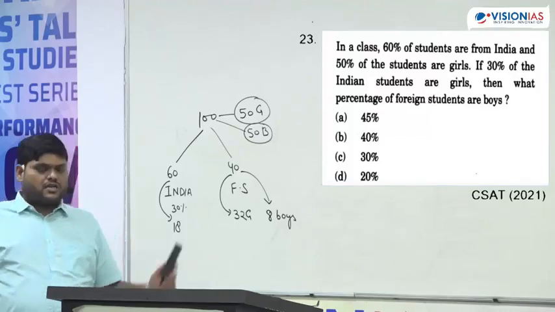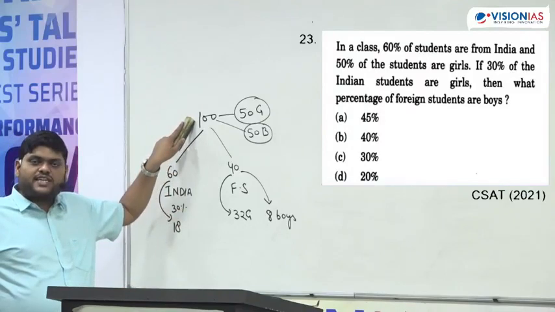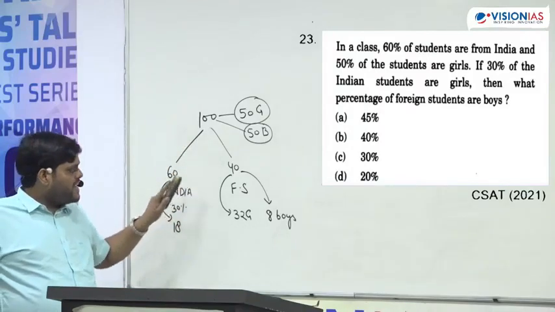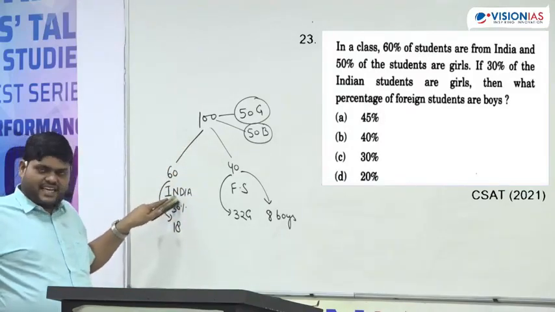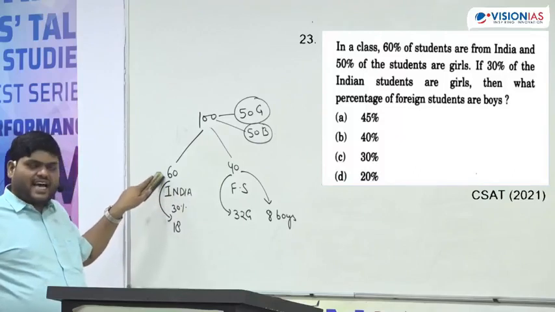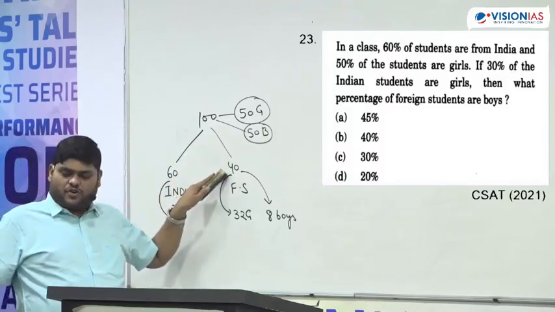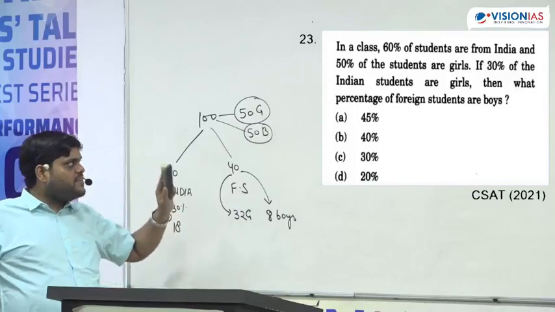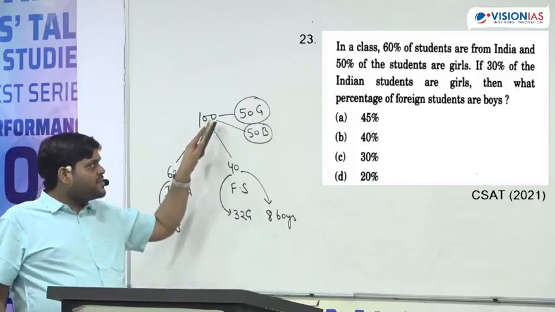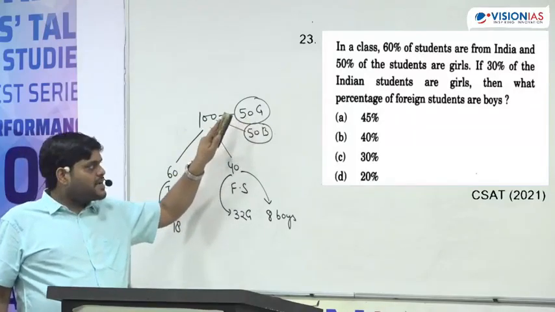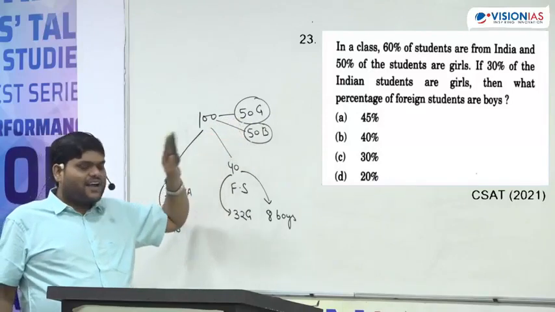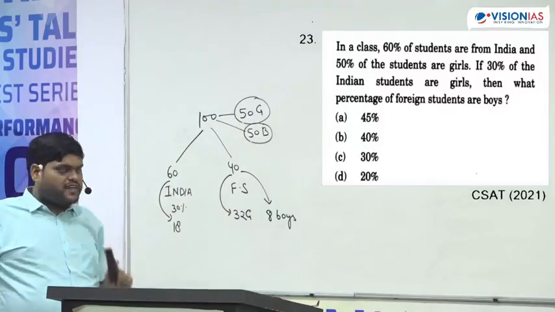What was the question? We have taken the total students as 100. Out of that, 60% are Indians. So we have taken 60 as Indian and 40 as foreigner. The second statement was that 50% are girls. That means 50 girls are there and 50 boys are there. This is what we have.